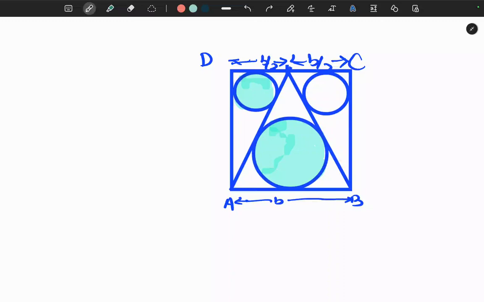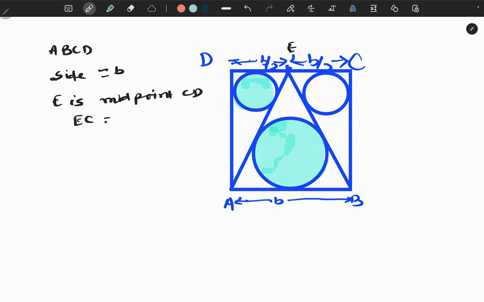We have been given a square ABCD. ABCD is a square with side length b. E is the midpoint of side CD, so EC is equal to ED, which will be b by 2.